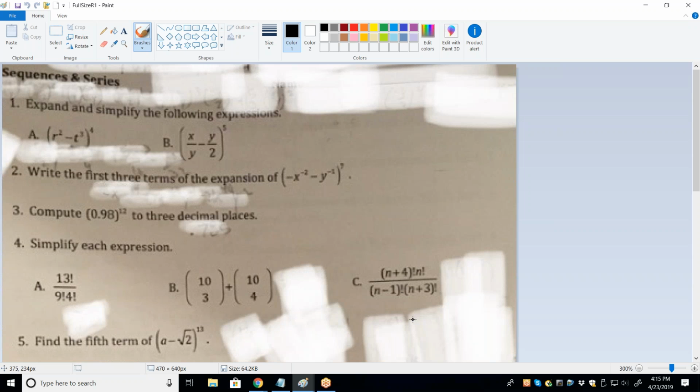Do you know how to do 1a? I cannot remember exactly how. Okay. It involves Pascal's triangle, right? Well, yes and no. That's really the harder way. Let's use the binomial theorem.